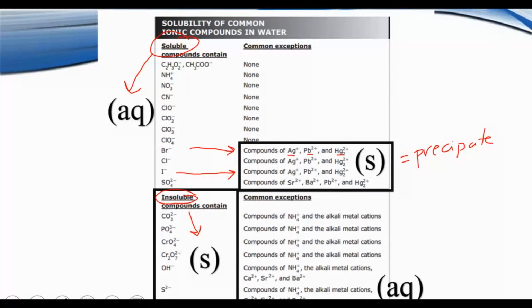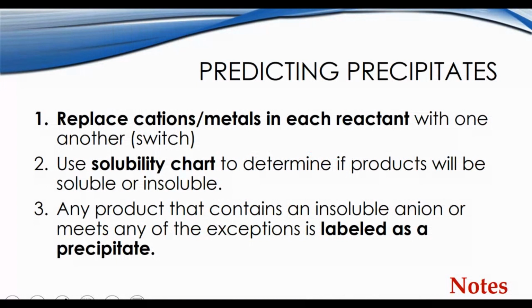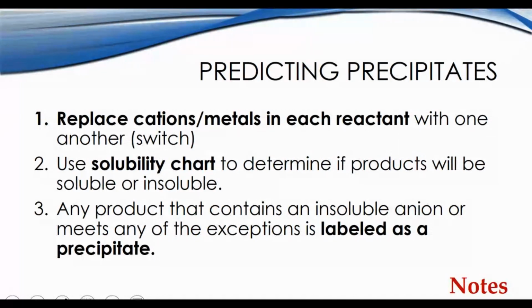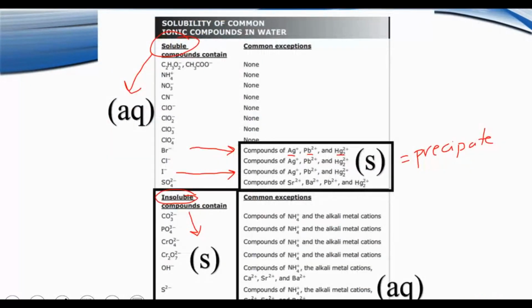Okay, so let's look at an example. So actually, before we get to the example, let's talk about how can we tell and predict precipitates. So like I said, we always want to take the cations, aka the metals, in each of the reactants and switch them, just like I showed you guys at the very beginning of the video. We will then look at the solubility chart, which of course is this one that we just labeled. And then we will label any solid, right? Any solid, could be one from here or one from here, as the precipitate.